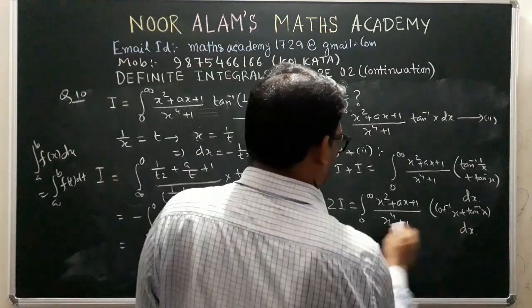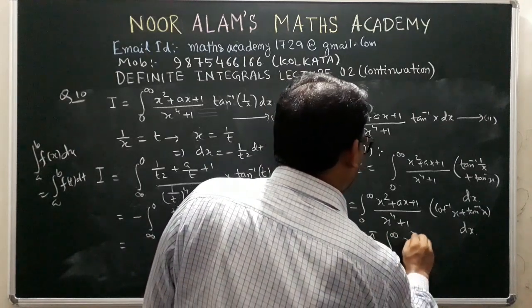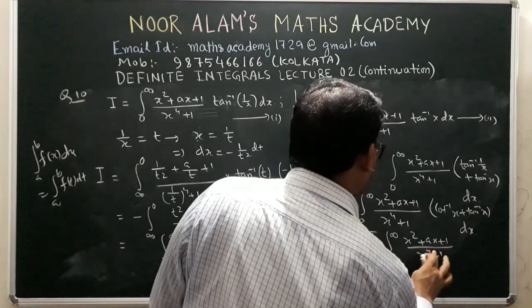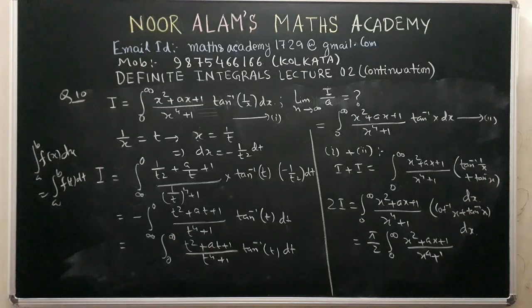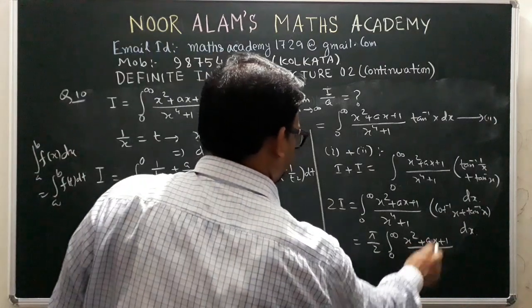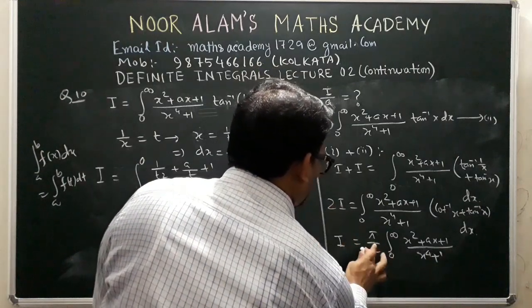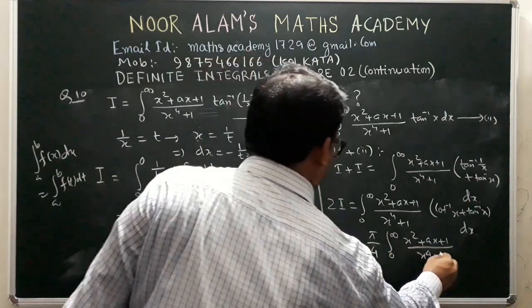So when you convert tan inverse to cot inverse, it is simple, no problem. Now tan inverse x and cot inverse x give you pi by 2. We take pi by 2 outside, so it will be 0 to infinity, x square plus ax plus 1 by x power 4 plus 1. So ultimately we achieve our target. We are able to remove the inverse function, tan inverse, from the question. Whatever we have now we can easily integrate. Now we can find the value of I, which is pi by 4 times this integral, which we can very easily solve.